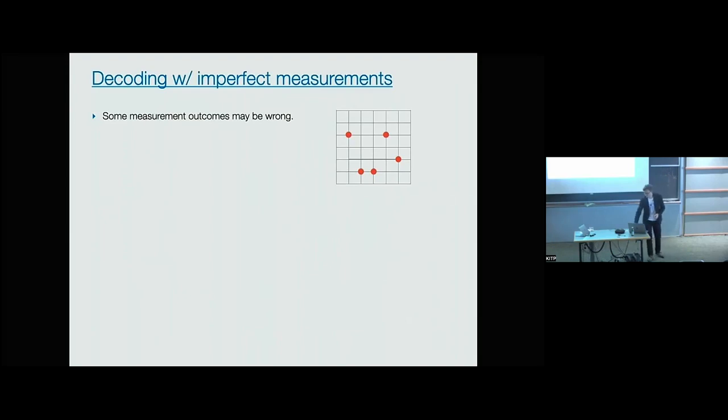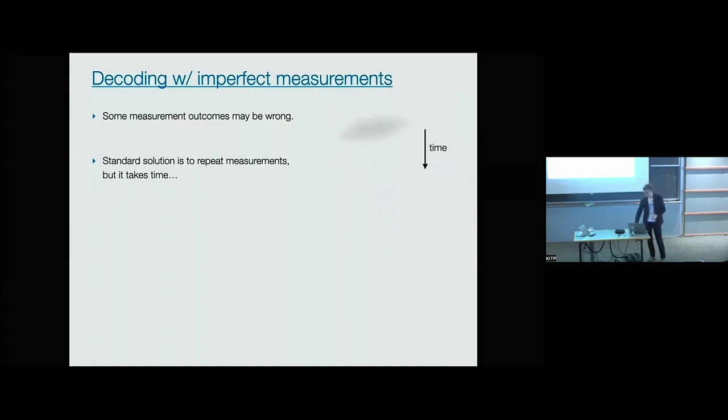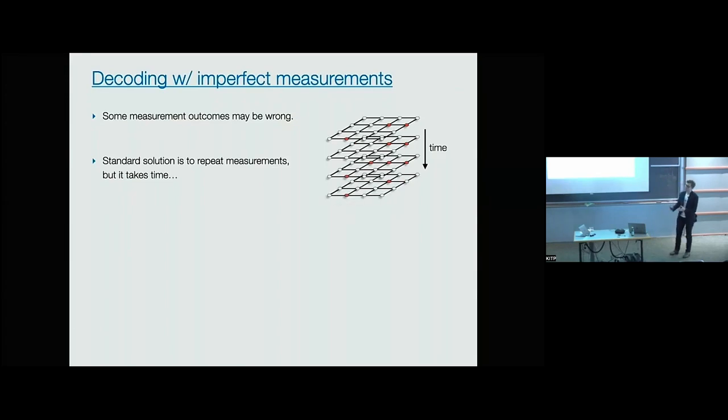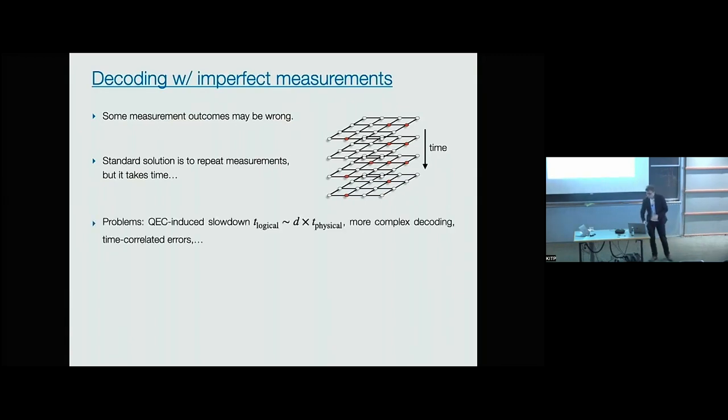Well, there's a standard solution to this problem. Namely, we just need to repeat measurements in order to gain confidence in the measurement outcomes. So we can do that with the 2D toric code, but then repeating measurements and collecting the data takes some time. And now the structure that we have to analyze is 2+1D. There is some space-time structure. So this is not good.